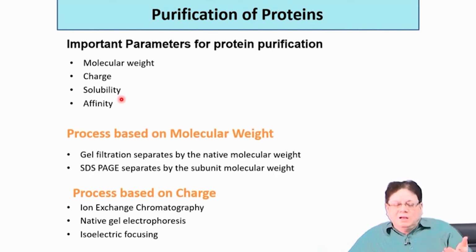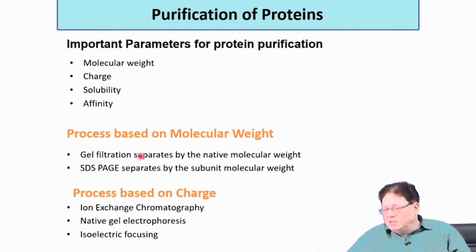Like if you are trying to catch a particular fish in a pond, you should use a particular fish hook for which the fish has affinity. Similarly, if you have an affinity for a protein, you can take the protein out. So, these are the 4 parameters that one can use.